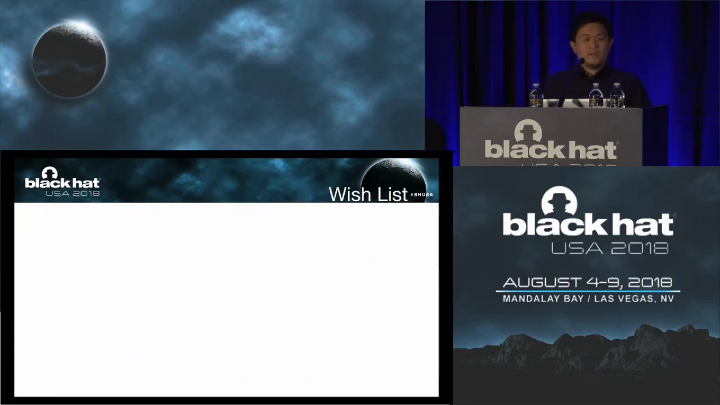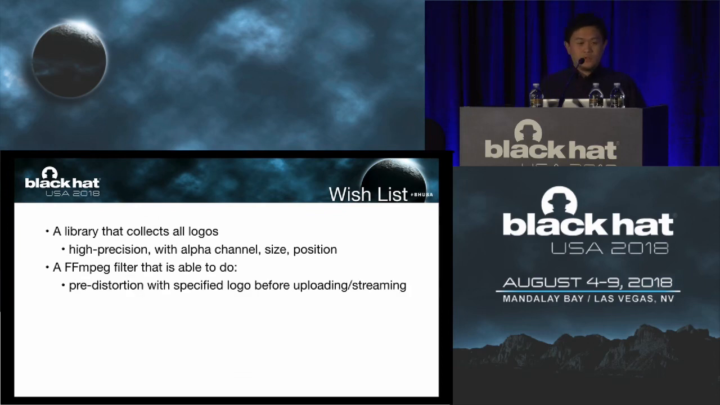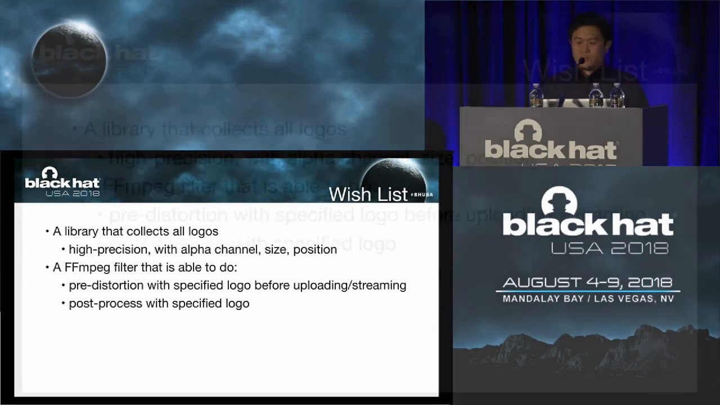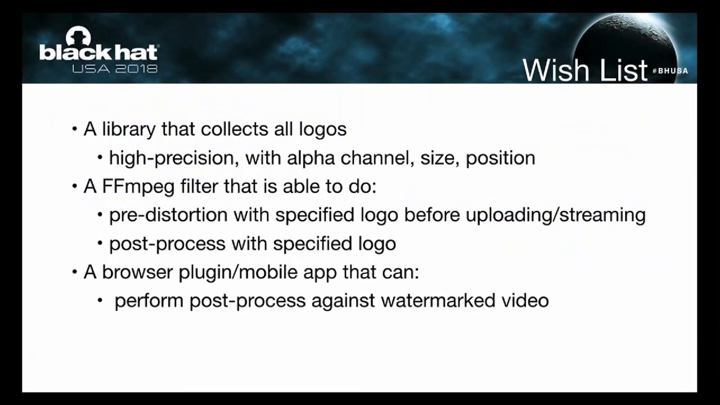So before we start to do anything, we want to make a few wishes, including we want to build a library that collects all the logos with high precision and with alpha channel information and with size and position metadata. And we want to build an FFmpeg filter that is able to do one, the pre-distortion method, and two, the post-process method with a specified logo. And then we want to build a browser or a mobile app that can perform post-process methods against the watermarked video.